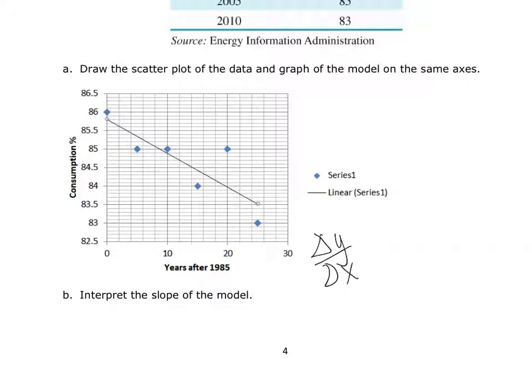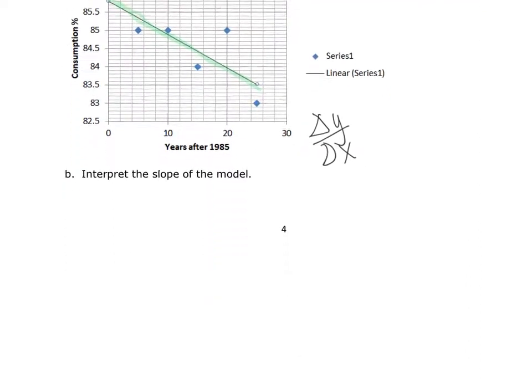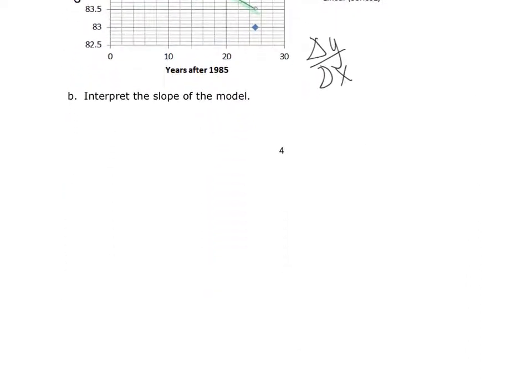As the years since 1985 increased, our slope, or our line, is going down from left to right. It is negative, it is decreasing. So that's good. So let's go and finish this up on the next page.